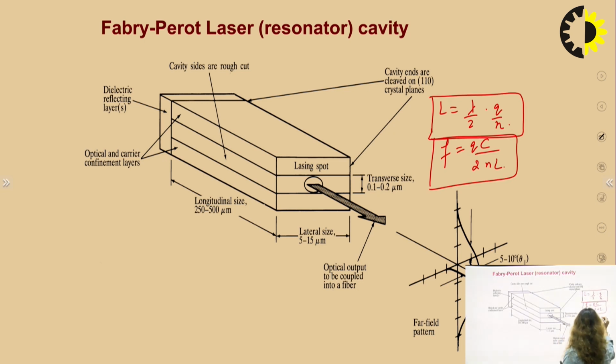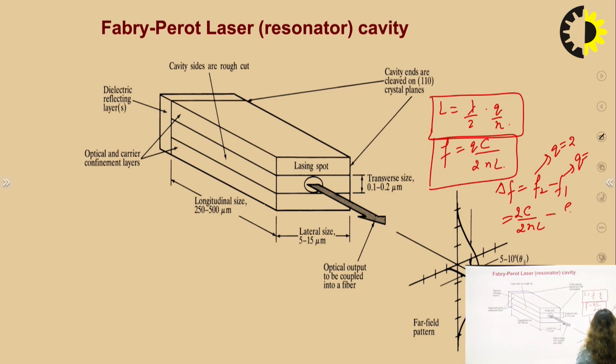Also we can calculate delta F. Delta F is basically F2 minus F1. So we can calculate the value of F2, that is 2c by 2nL, because for F2 we put q equal to 2, and for F1, q equal to 1, minus c upon 2nL. So we easily get the delta F value, which is c upon 2nL. So this is the spacing between the two modes in the laser.